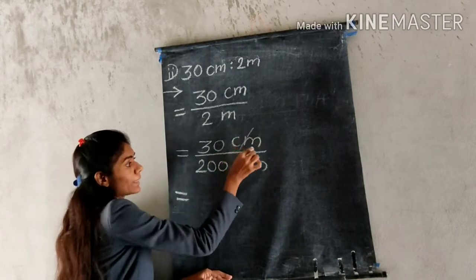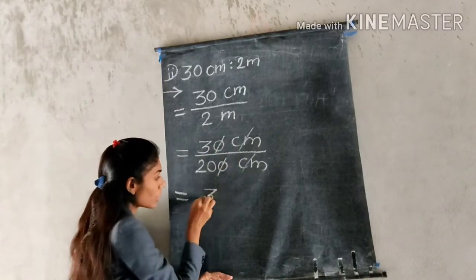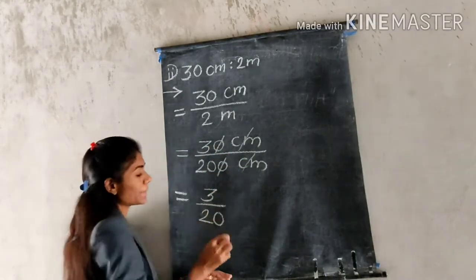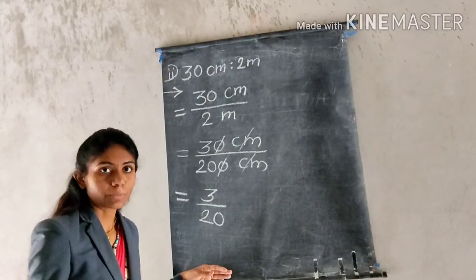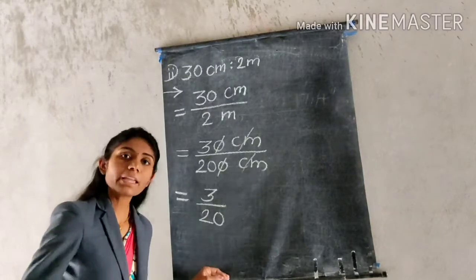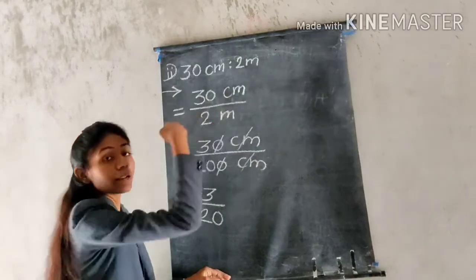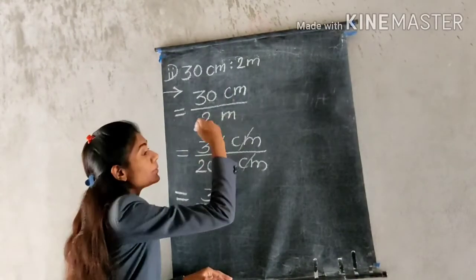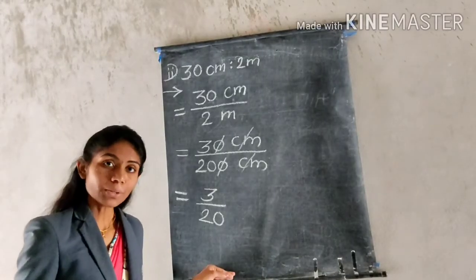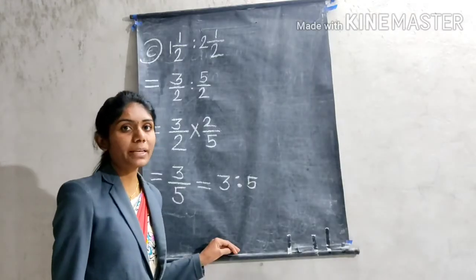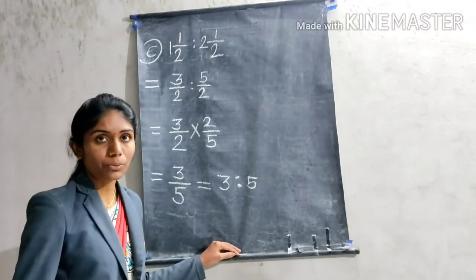Now we will cancel the same quantity. 0 we have cancelled here. So answer is 3 upon 20. This is the simplest form for the given ratio. We can convert any unit to the other. It means we can convert this centimeter to meter or meter to centimeter. It depends on us. So here I have converted meter to centimeter.